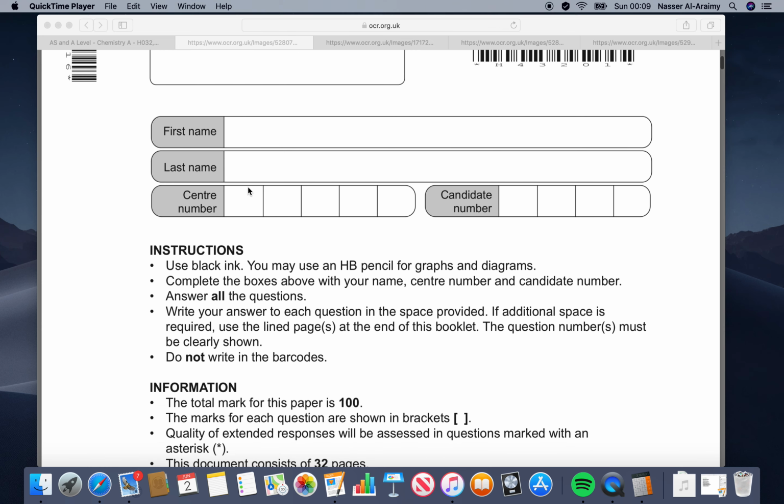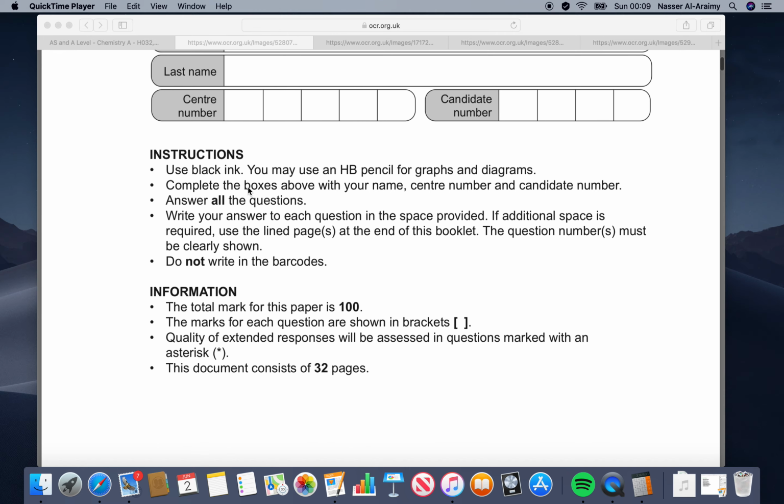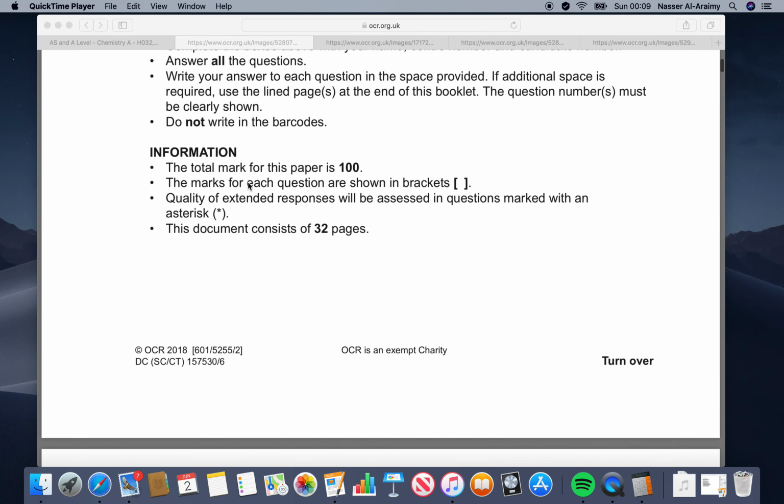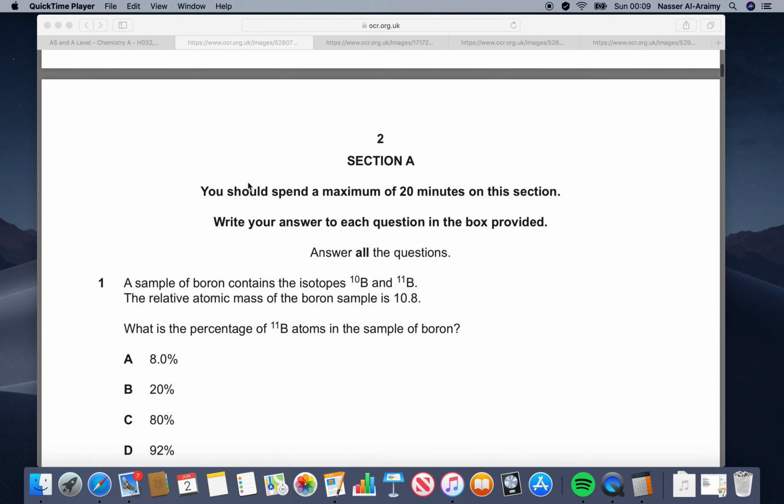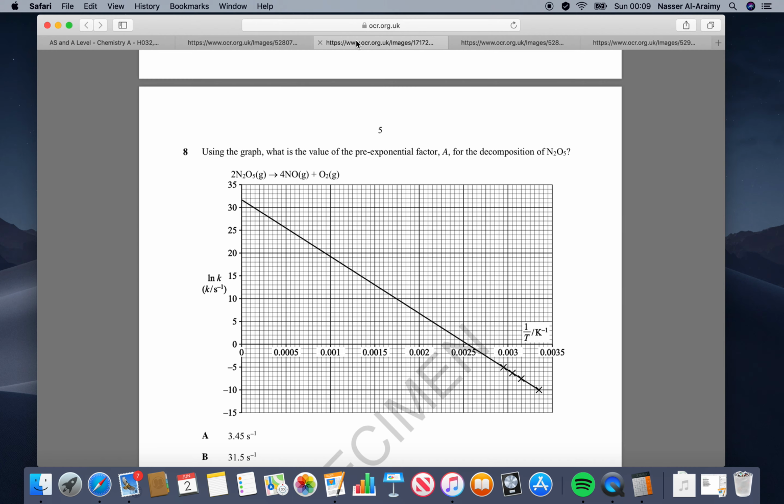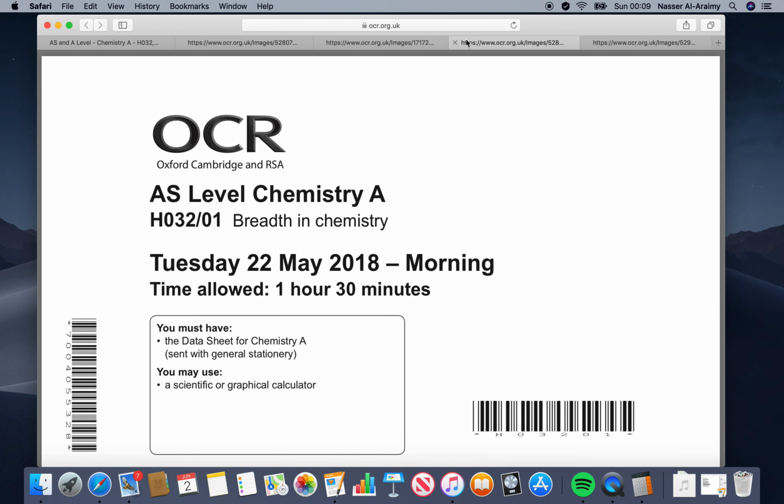Of course, I'll just point you in the right direction for certain things, but that's not my intention to go through the questions. Alright, so let's look at breadth in chemistry.